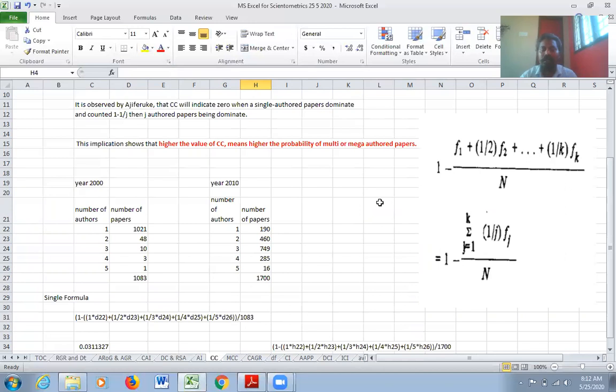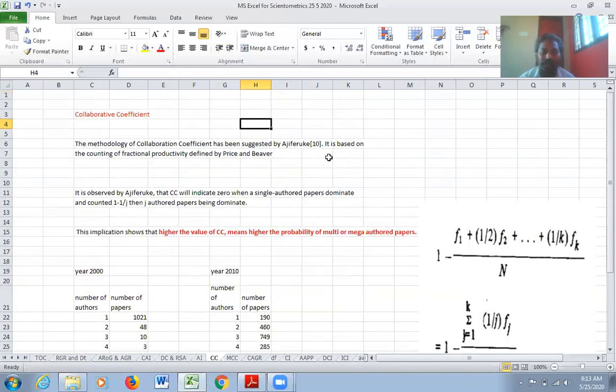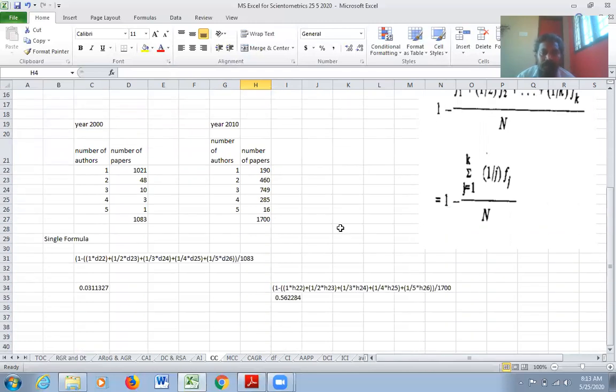That is the view of this particular author, who wanted to give fractional weightage to different kinds of authorship pattern. Based on the fractional weightage, they calculate the collaborative coefficient, to what extent co-authorship and collaborative research is vibrant in this particular field. If CC is higher and higher, it means there is a higher probability of multi or mega author papers. If CC is less, there is a lower probability of having multi or mega author papers. Let me show you how you can calculate.